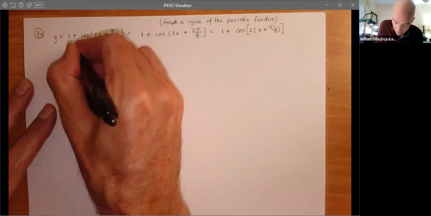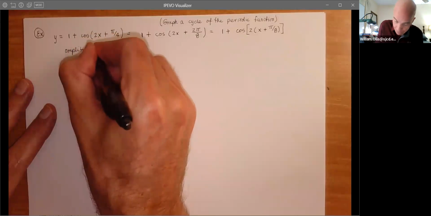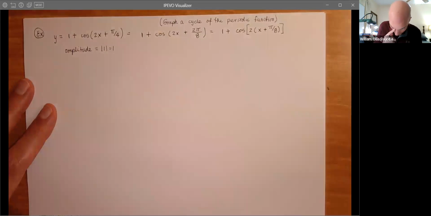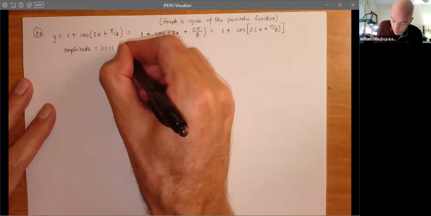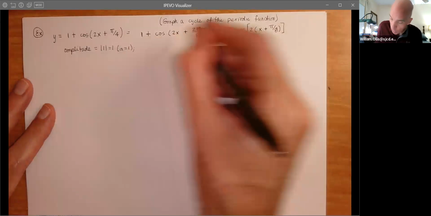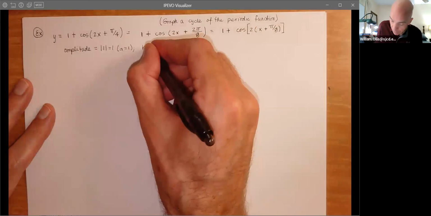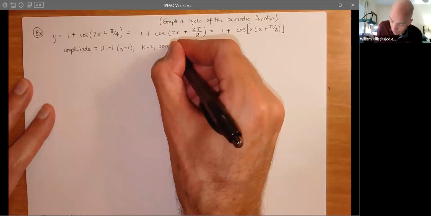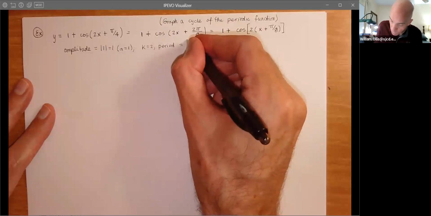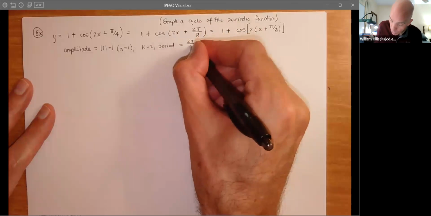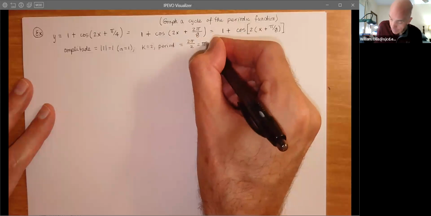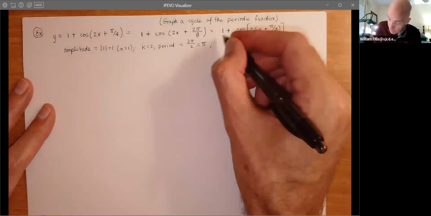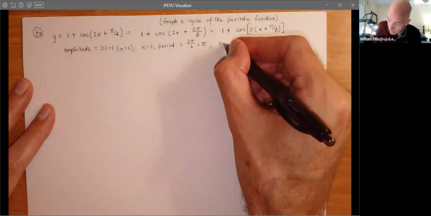Amplitude is the absolute value of 1, which is 1. That is A equals 1. And now over here we see K is 2. So the period equals 2 pi over 2, which is pi. New period of pi. And then we have a horizontal shift, H shift.